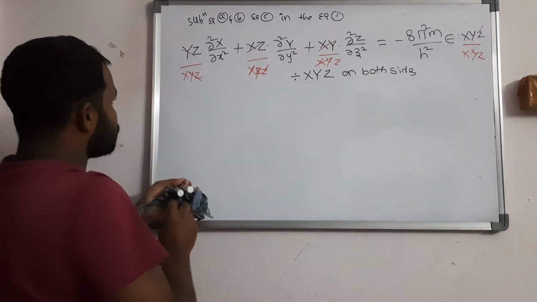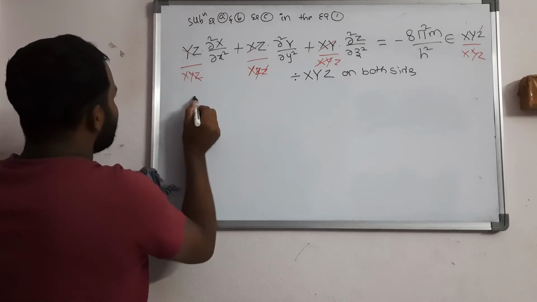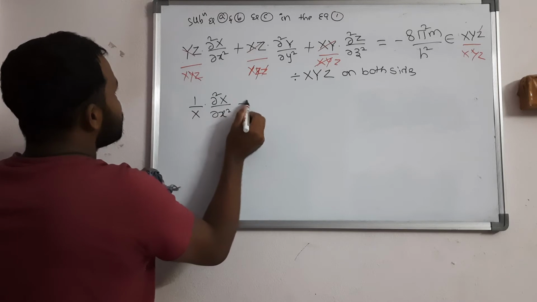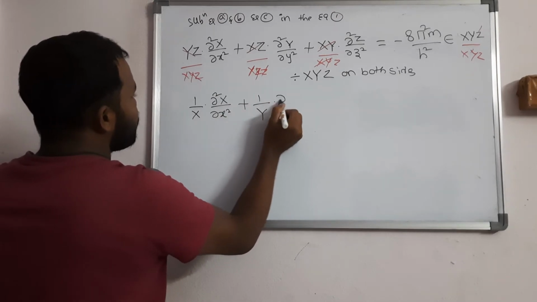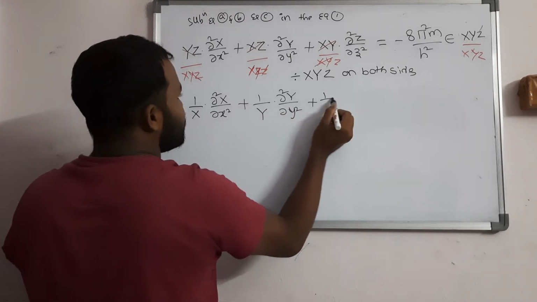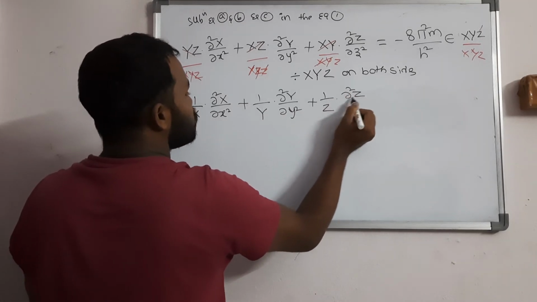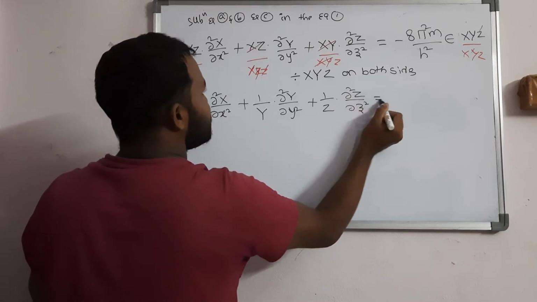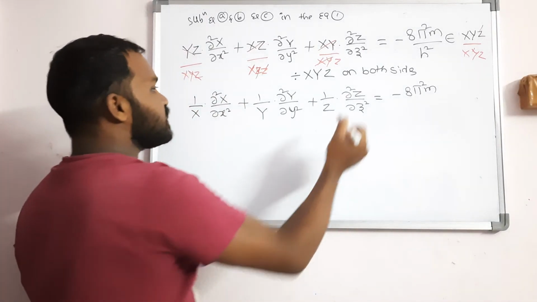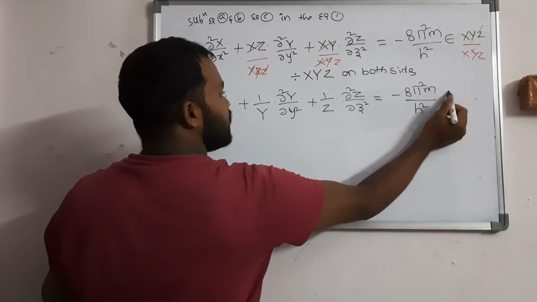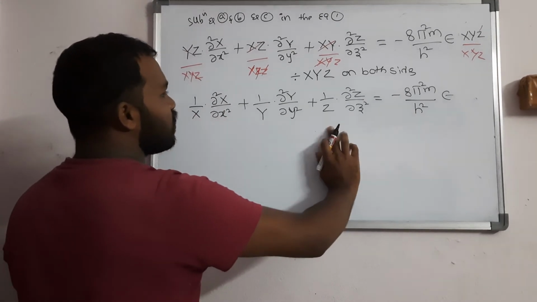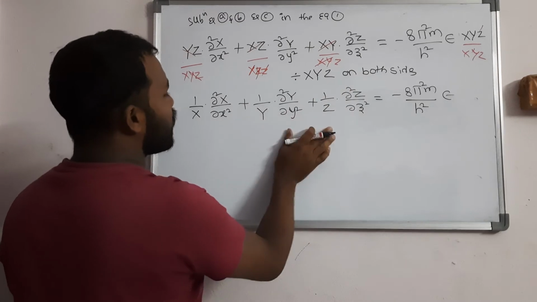So you should write 1/X into ∂²X/∂x² plus 1/Y into ∂²Y/∂y² plus 1/Z into ∂²Z/∂z². That value is equal to minus 8π²m/h² into E. So after substituting, you got this value.